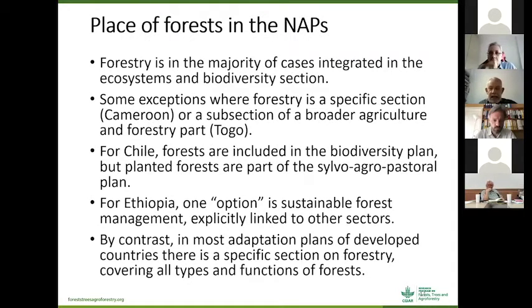So very broadly, forests in general are often integrated in the ecosystems and biodiversity section. In some countries, you have a specific forestry section, like in Cameroon, or it can be linked to agriculture, like in Togo or in Chile. Chile is a very interesting example, because there is a specific plan on the adaptation of plantations, which is part of a broader silvo-agro-pastoral plan. And this is why they have been able to put measures that are very focused on plantations. It's the same case in Sri Lanka. We had a very interesting presentation on the first day about it. In the Sri Lankan NAP, you have a part on commodities and plantations, and rubber is fully integrated there. So the question of how the discussions are organized is very important for us to make an impact on the final plan.